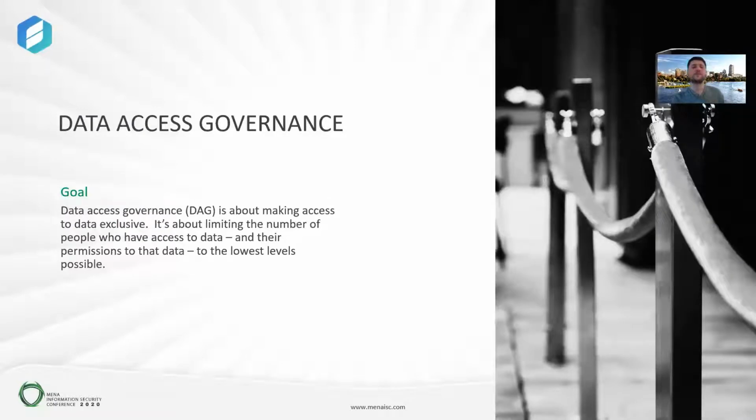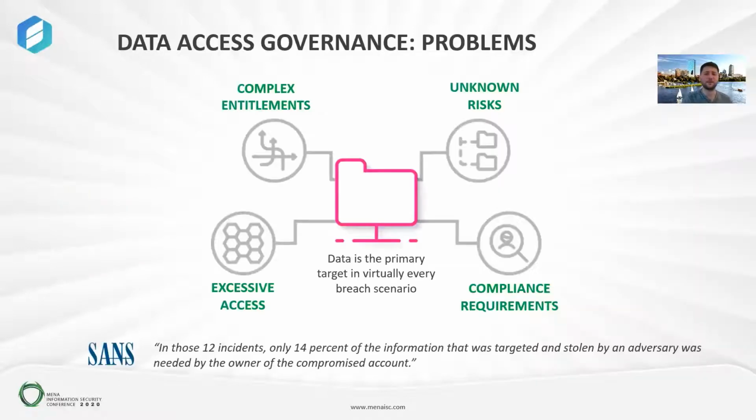So first and foremost, what is data access governance? Well, it's all about making access to data exclusive and ensuring that only the right people have access to the information they need to do their job, nothing more, nothing less, and maintaining privileges at the lowest level possible going forward. I'm sure you're all familiar with the different challenges to achieving this least privilege model.